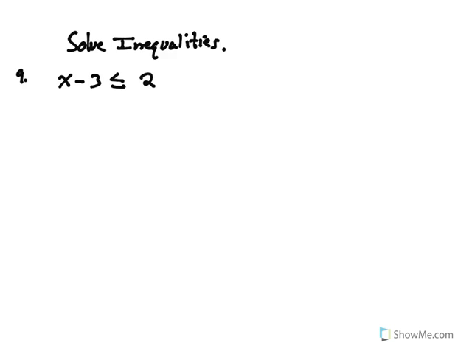And solving them is just like solving equations, right? You get the variable on one side and the numericals on the other. So the only thing we have to do here is we're going to add 3 to both sides. And then we're just left with x is less than or equal to 5. Okay? And that would be your solution, okay? So this here is called the solution.